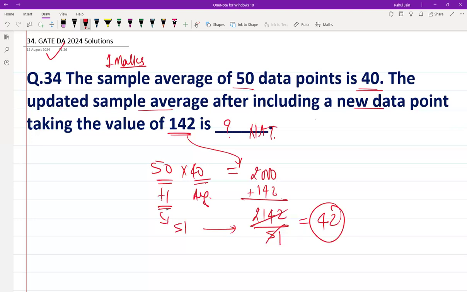So the updated average value after addition of 142 will be 42. 42 will be the answer for this particular GATE DA problem. Very easy problem in the GATE DA, right? I hope it is clear to everyone.